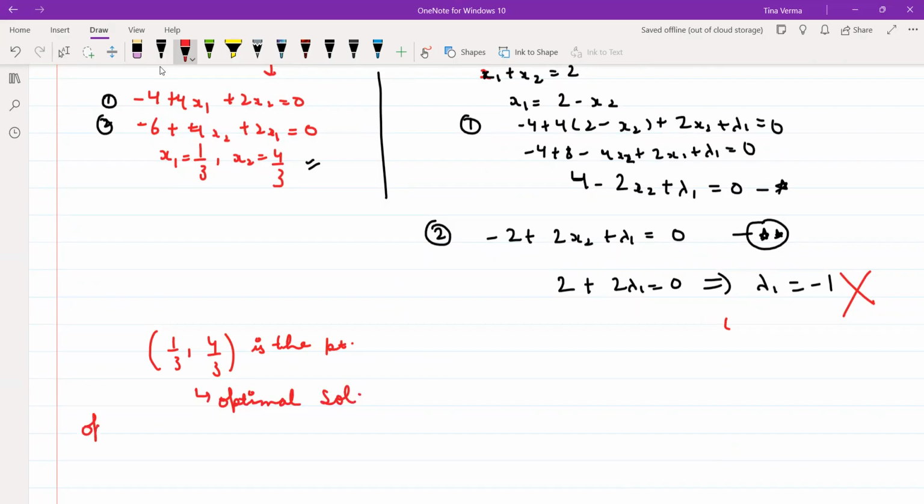And how will you get the optimal value? If you want to find the minimum value, you have to put it in the minimum function. If you want to maximize, you can put it in the maximum function, right? So if you put it in the maximum function, it will give you the maximum value. So you will put x1 as 1 by 3, x2 as 4 by 3. You will get the answer as 483 by 9. So this is your optimal value. So this is your answer.